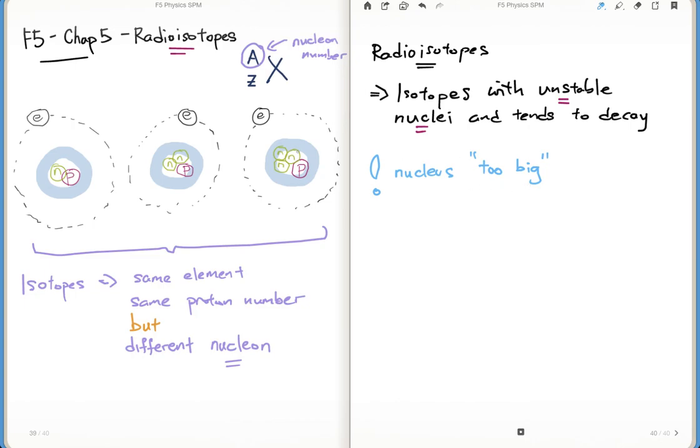What does it mean by too big? Okay, let's refer back to this diagram. Now, as your nucleus increases, what happens? You need to study what binds them together, what glues them together, what makes them stick together and come together to form a nucleus. That kind of force is considered some kind of force, the nuclear force.